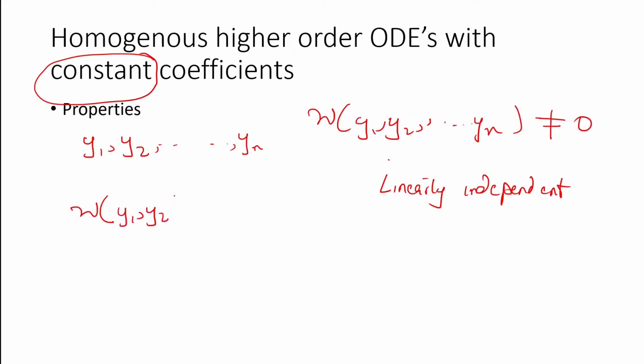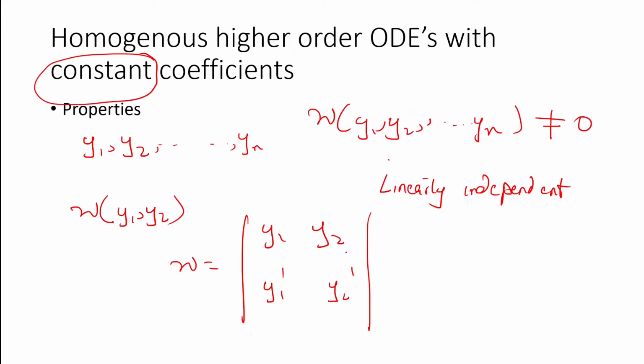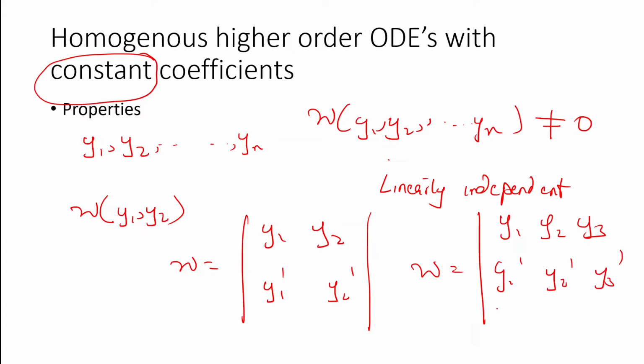Let's say we want to find the Wronskian of y1 and y2. Then the Wronskian of y1 and y2 is the determinant of this matrix. You write y1 and y2 in the first row, then you write the first differential of y1 and the first differential of y2 in the second row. So this is the Wronskian, the determinant of this. If you wanted three variables, then the Wronskian is a 3 cross 3 matrix: y1, y2, y3; y1 prime, y2 prime, y3 prime; y1 double prime, y2 double prime and y3 double prime. This is the Wronskian of three functions, and you can see how it extends to n functions.